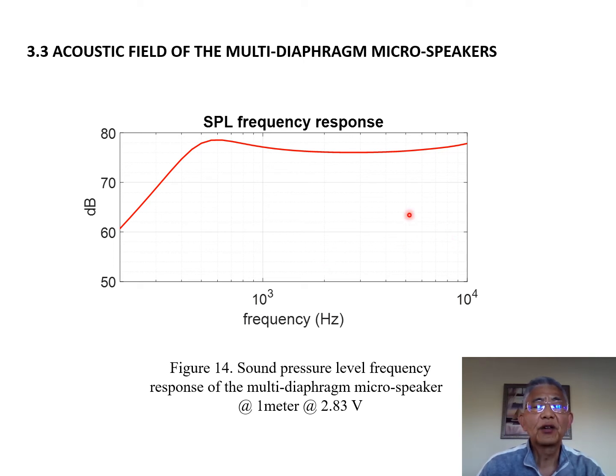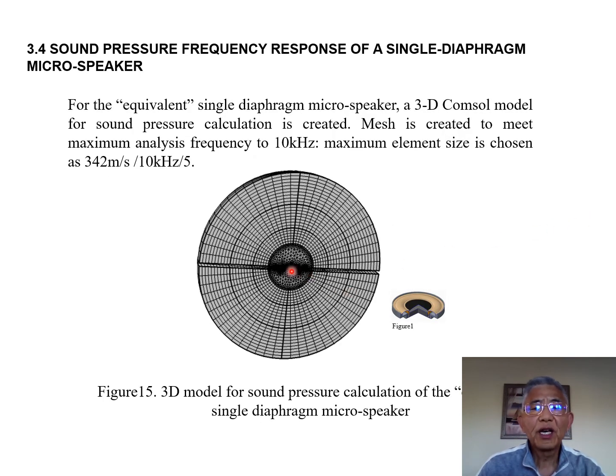So the same calculation I want to make on the single diaphragm microspeaker. Then I do a comparison. So I take out the multiple diaphragm microspeaker mechanical part and change the single diaphragm one into the acoustic model. The single diaphragm, I want to make equivalent to the multiple diaphragm. Then we can make a comparison.